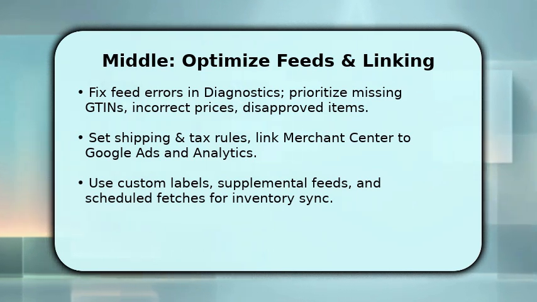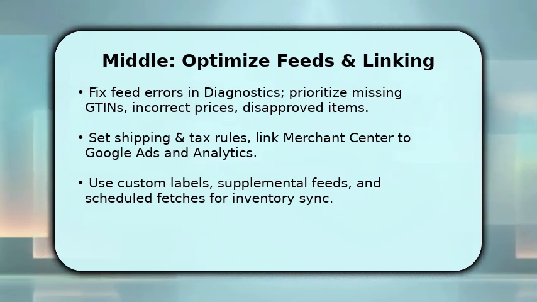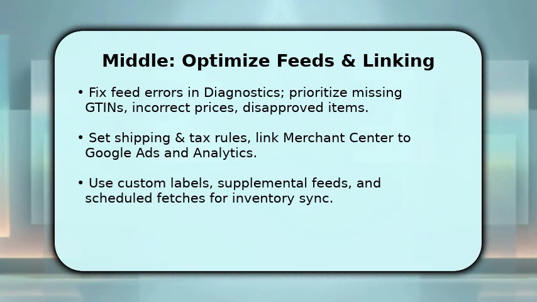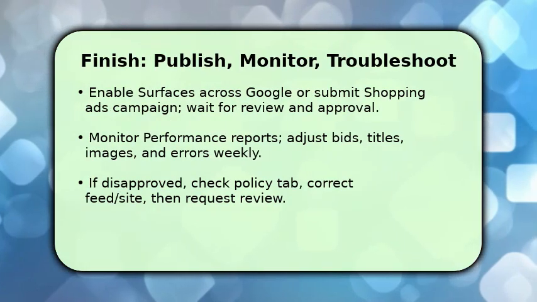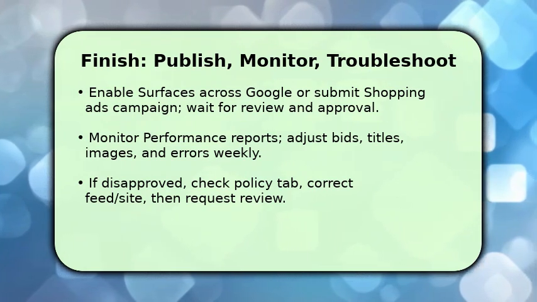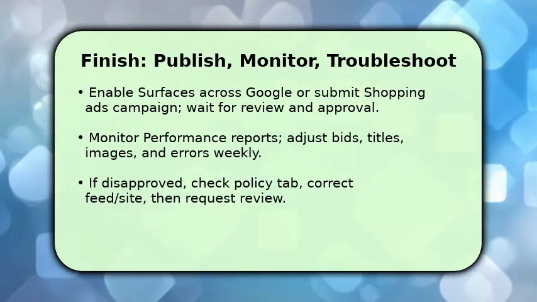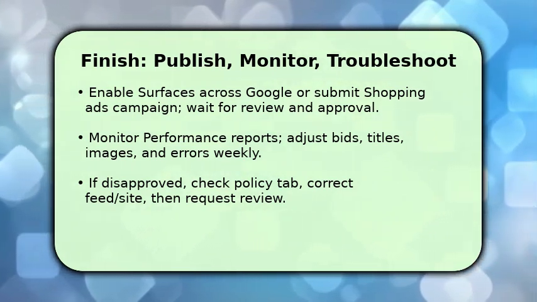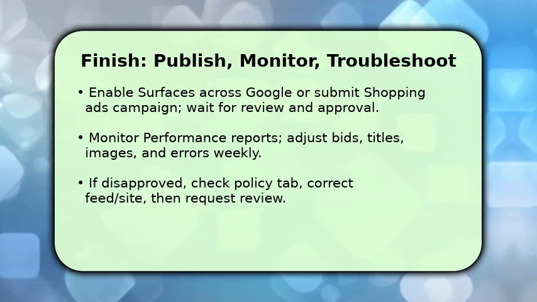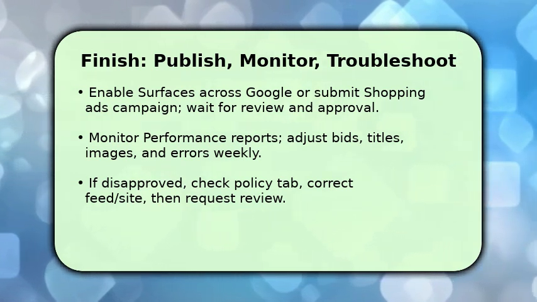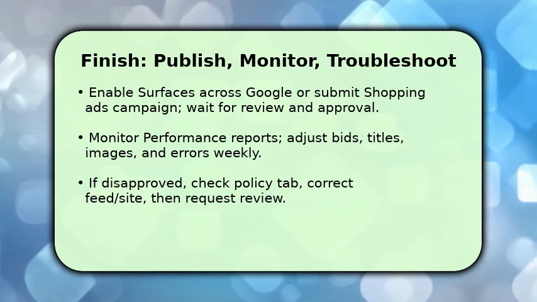Finally, use custom labels, supplemental feeds, or scheduled fetches to keep inventory, promotions, and seasonal tags up to date for structured bidding. To finish, submit your feed or campaign and enable listing surfaces. Google will review your store and product data. Once approved, monitor performance and diagnostics daily to catch disapprovals, CPC spikes, or zero impressions.